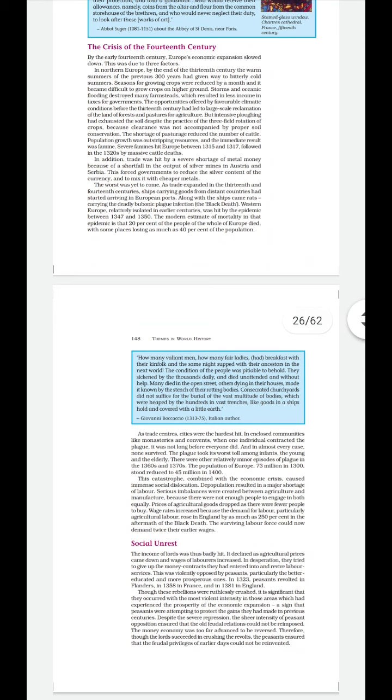So by the early 14th century, economic expansion in Europe had slowed down. Clear? As we have seen, before the 14th century there was a growth in the population, there was a growth in the trade. Clear? And this led to the development of town. The economy was prosperous, there was a growth in economic activities. But by the early 14th century we could see that the economic expansion in Europe had slowed down, and there was some reason for that.